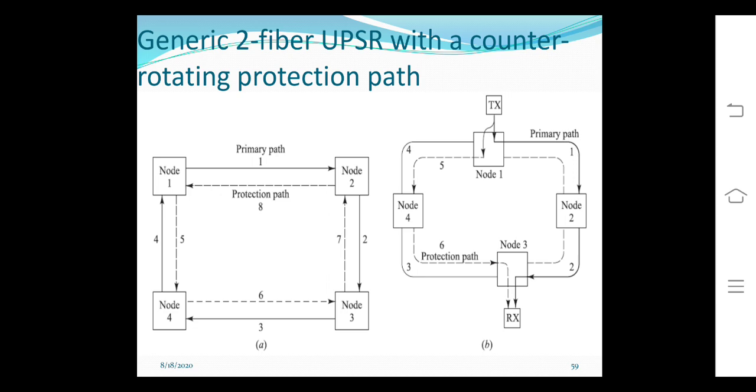So as an example, node 1 is transmitting and node 3 is receiving. The primary path is chosen and it reaches the receiver. If the path is having any issue, then it will choose the second path. So the alternate path is the protection path which we will use.